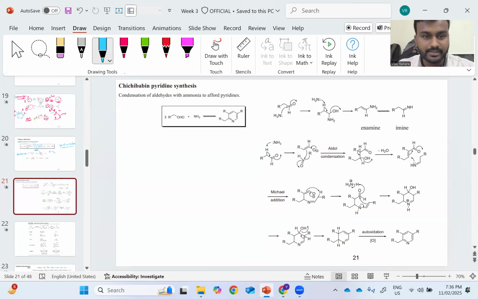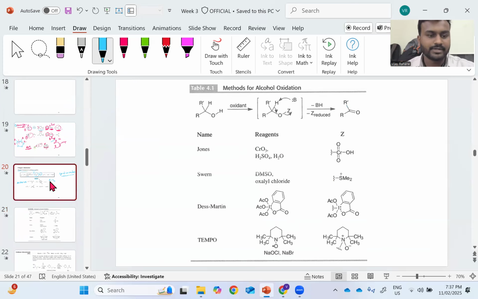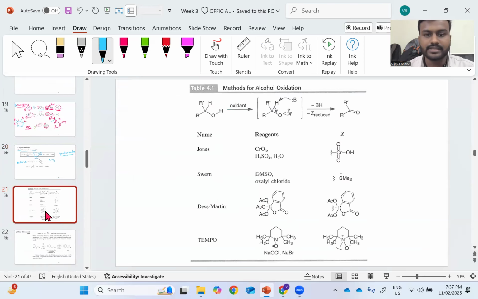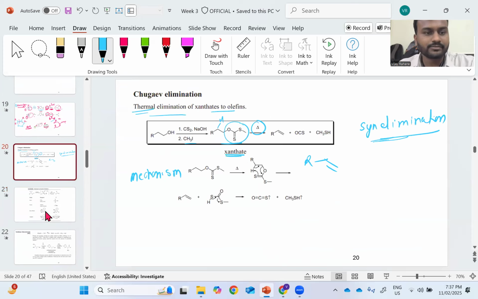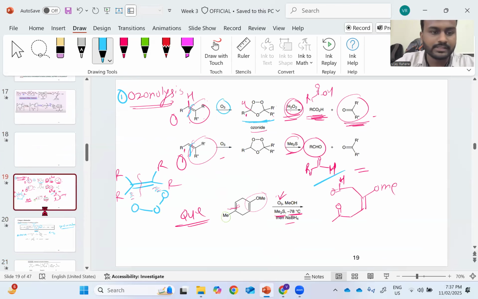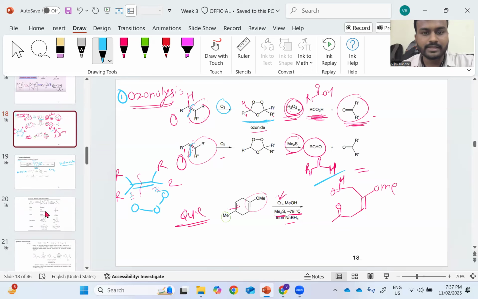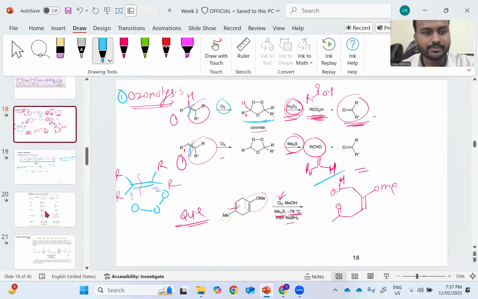Next is the Chichibabin pyridine synthesis. You can ignore this as of now, because we'll discuss it later, and we directly move to the oxidation reagents that are covered in week 3. This previous reaction will be helpful for solving the assignment questions. I will not go directly to the assignment question, so you can take the lead from the slides and select the correct answer.